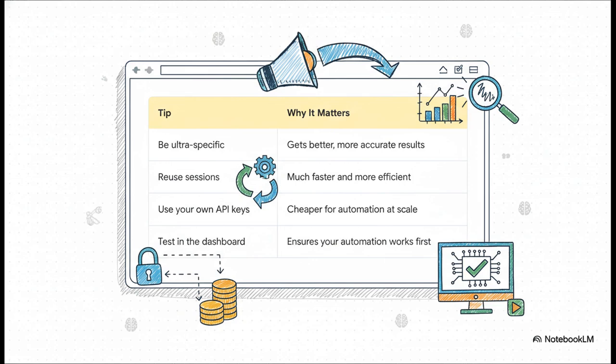Okay, so to help you get the best results right away, here are a few pro tips. First, be super specific with your instructions. The more detail, the better. Second, always reuse sessions if you have more than one task. It's just so much faster. Third, if you're going to be doing this a lot, use your own AI keys to keep costs down. And finally, a really good one. Test your commands in their live dashboard first. That way you know it works before you just let it run on its own.